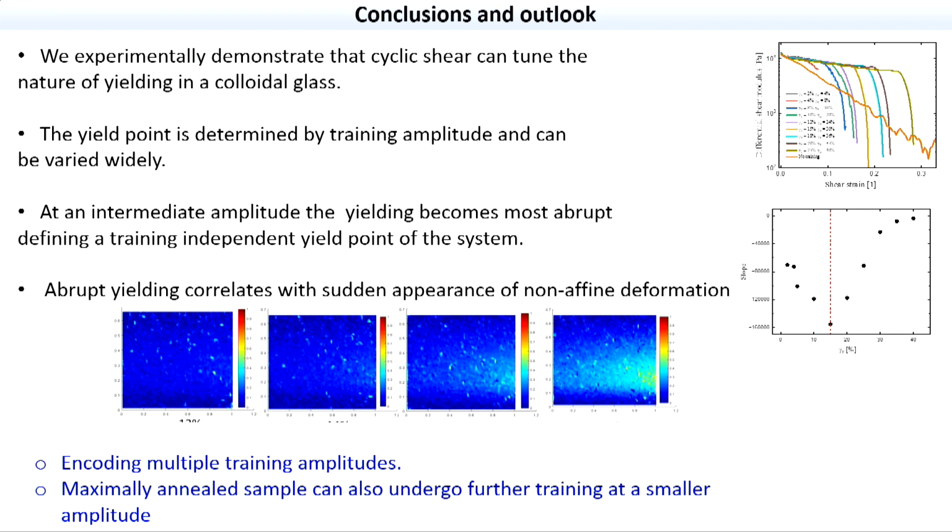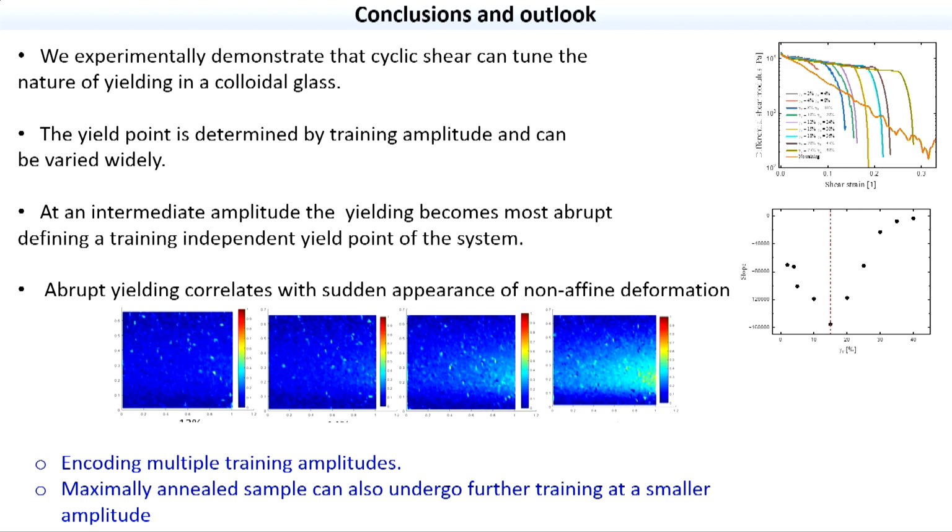Abrupt yielding correlates with certain non-affine deformations. So it is not only the stress-strain curve, because we have to be careful that the force response can vary for many reasons. So we have to back it up with more quantification.